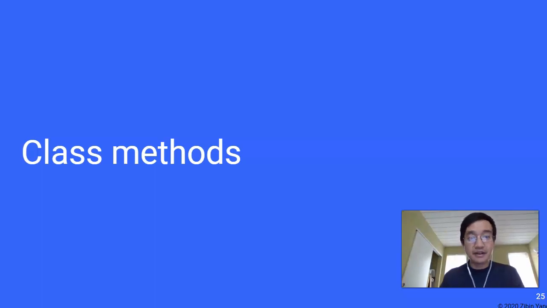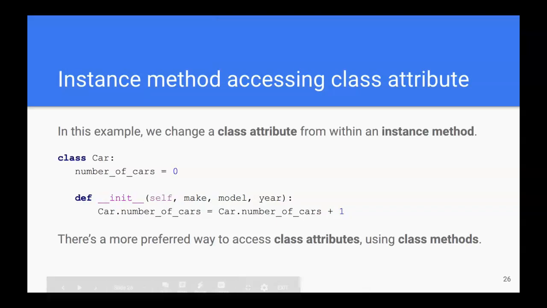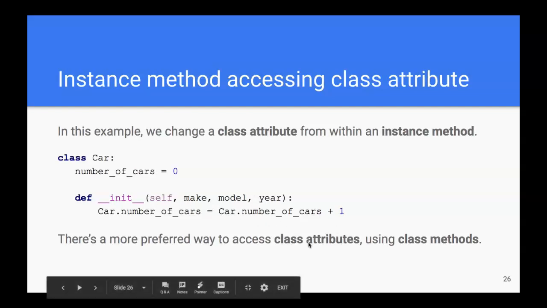Hi, in this video, we're going to talk about class methods. As we saw in our previous example, we can change a class attribute from within an instance method. Now, that works and that's fine. That happens on various occasions. However, there is a more preferred way to access class attributes by using what's called class methods.